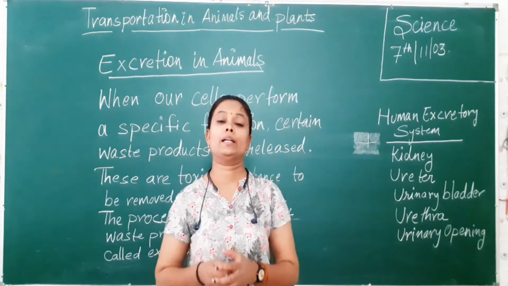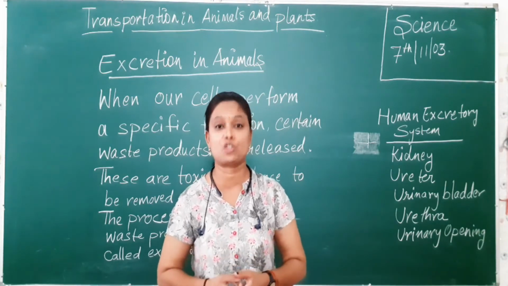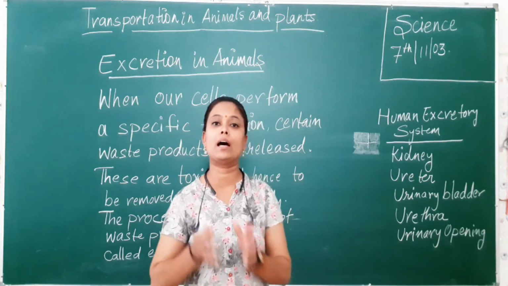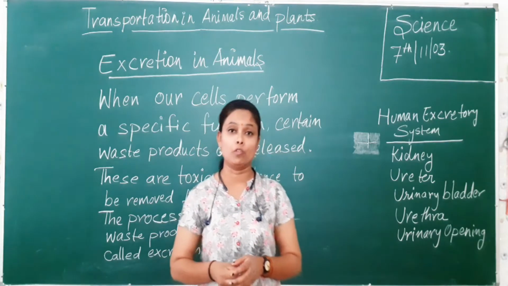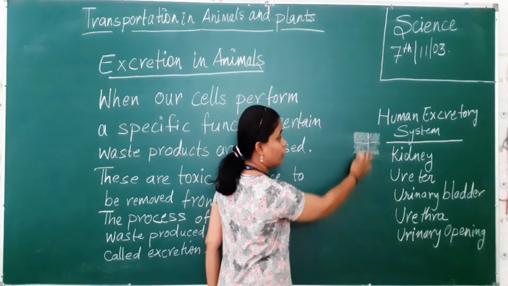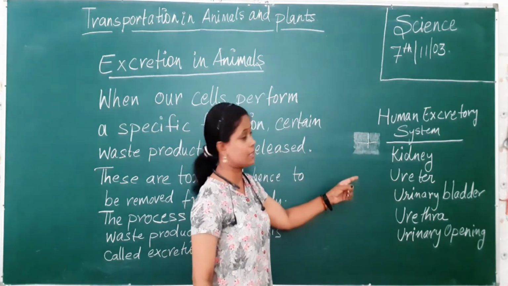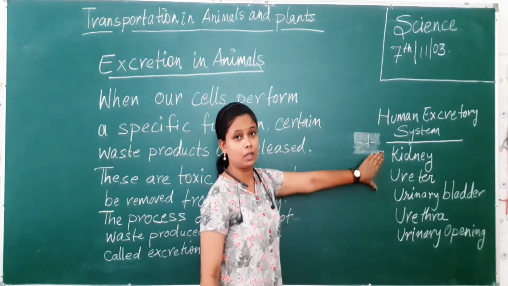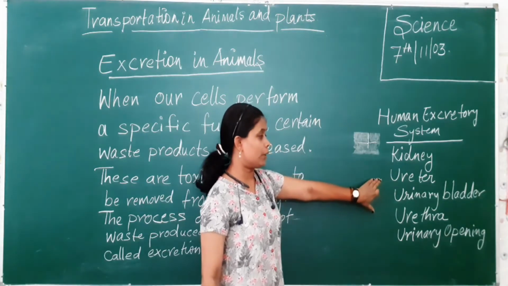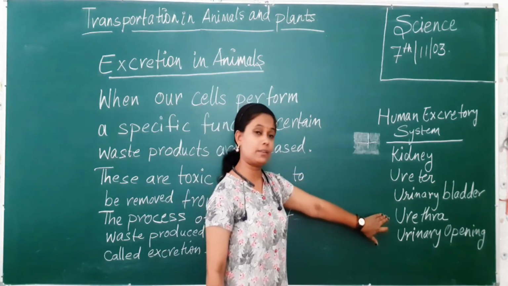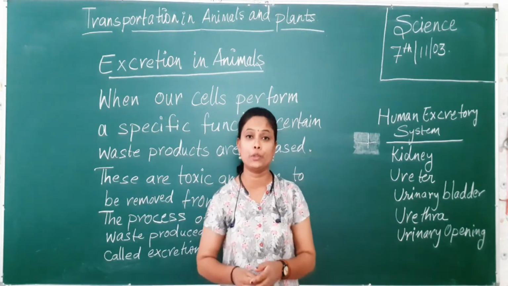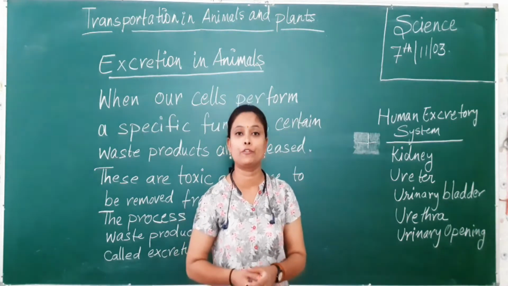Before getting into it, I would like to show you a sketch of the kidney, how it works and what organs are involved. Just see towards my right. I have written human excretory system, and in that I have written every part. First it starts with the kidney, then ureter, urinary bladder, urethra, and the last is the urinary opening. Now let me show it to you. Here is the figure in front of you.